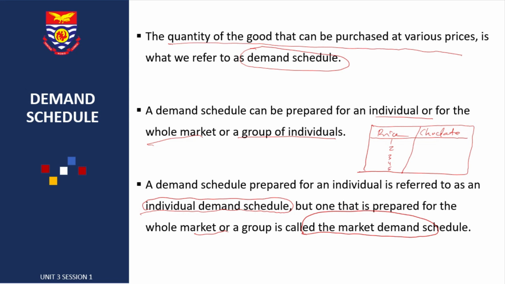Then when it's 1 cedi, you like 160. When it's 2 cedis, you like 80. When it's 3 cedis, maybe you like 53. When it's 4 cedis, you like 40. When it's 5 cedis, you like 32.